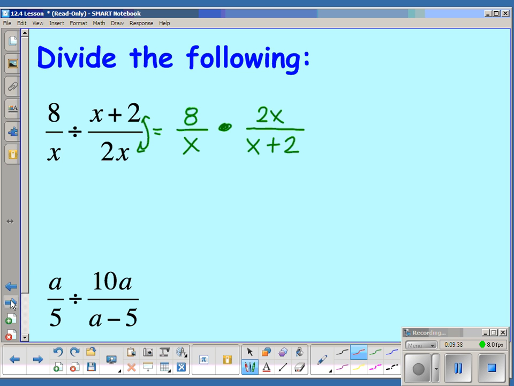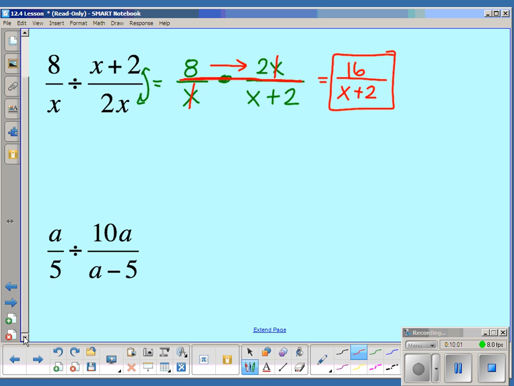And then I can draw my line in because it's a multiplication problem. Everything on top is going to stay on top. Everything on the bottom is going to stay on the bottom. And I can see that I have an x on the bottom and an x on the top. That cancels out. Now I can multiply. 8 times 2 is 16. And on the bottom, I'm just left with x plus 2. Okay? Same thing with this one. So I want you to pause the video and rewrite this problem as a multiplication problem, and then see if you can solve it.